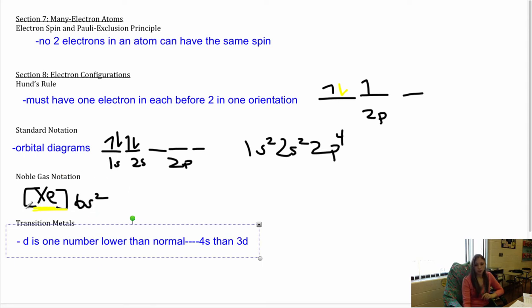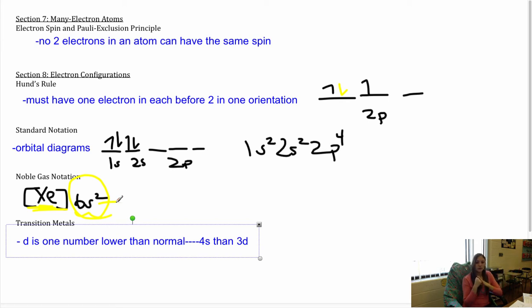This here is representing my core electrons. Those are the electrons in the center. And this out here, those are my valence electrons. So I have 2 valence electrons. This is where it becomes important with ions and bonding. So I have 2 valence electrons and then however many electrons xenon is for my core electrons.